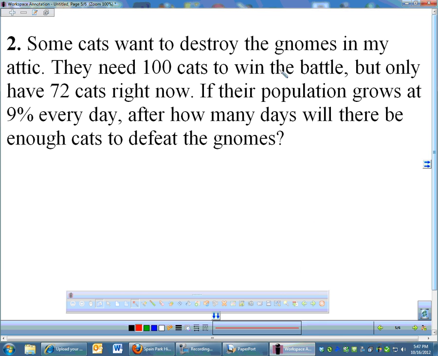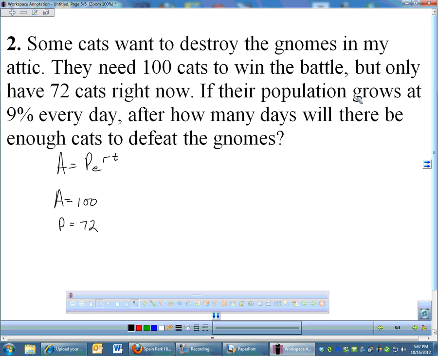Okay, some cats want to destroy the gnomes in my attic. They need 100 cats to win the battle, but only have 72 right now. Population grows at 9% every day. After how many days will there be enough cats? So this is another growth problem. So A is equal to P e to the RT. Let's see, they need 100 cats. That's a desired amount. That's going to be what we want to accumulate. So we want 100. We have 72 right now.